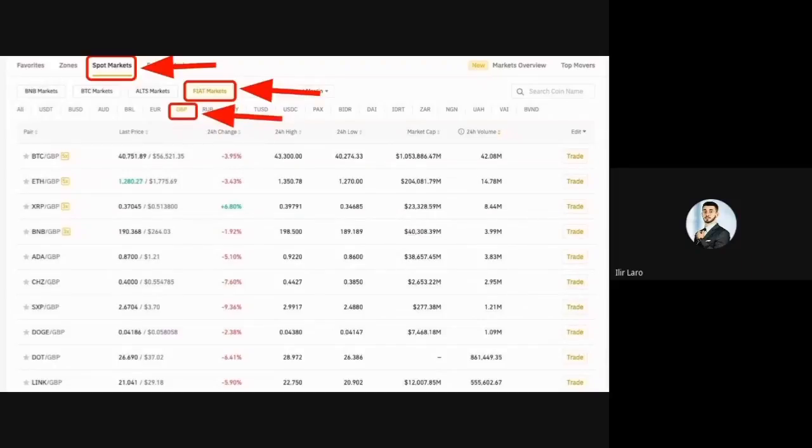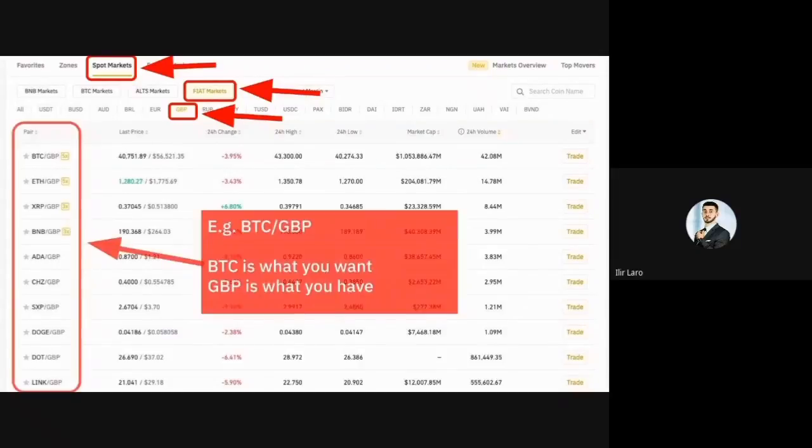Now what this does is, this is essentially a filter option. So from all the spot trading pairs, you're just looking at the fiat markets and specifically looking at GBP trading pairs. So that's what you see on the left hand here. You see all the GBP trading pairs and all the coins associated with that. So let's take Bitcoin, which is BTC/GBP, as an example.